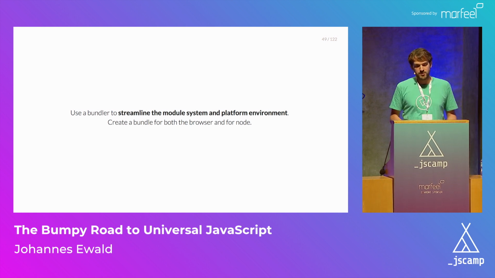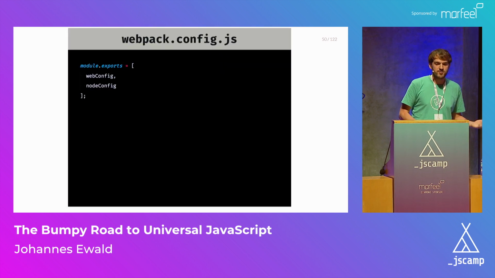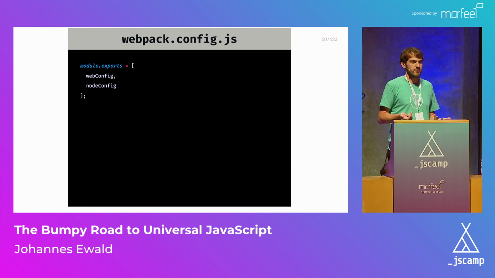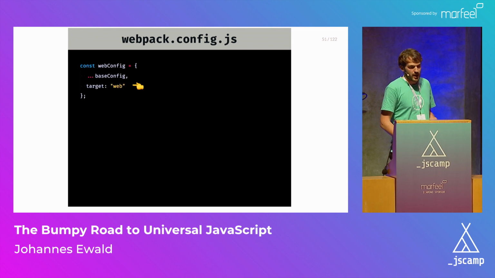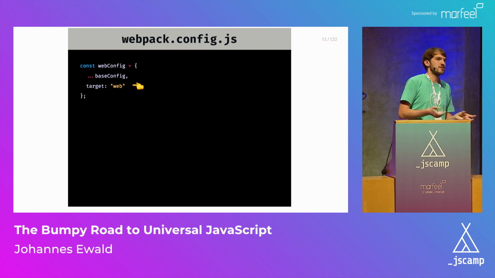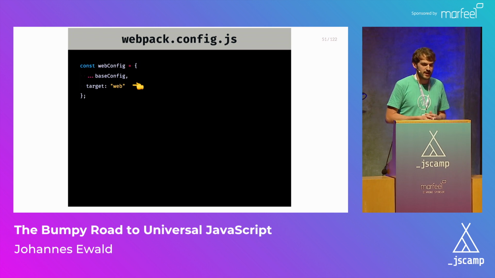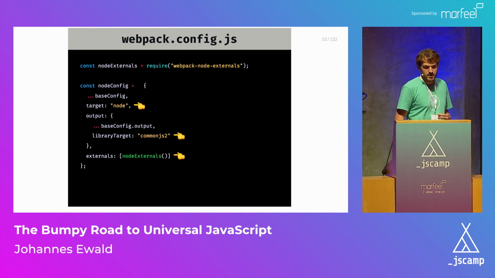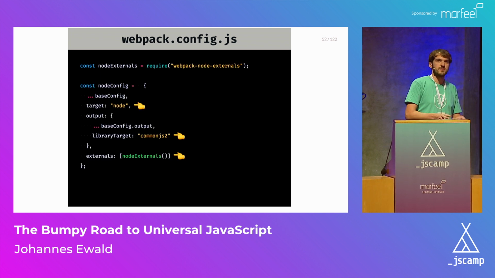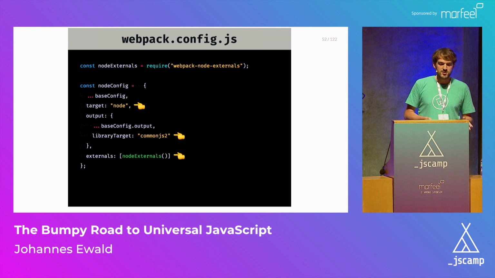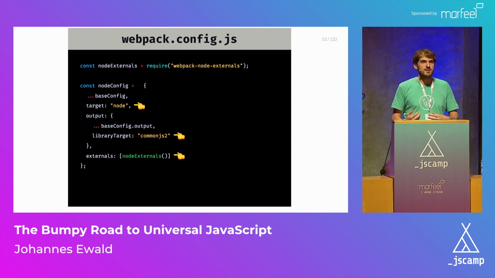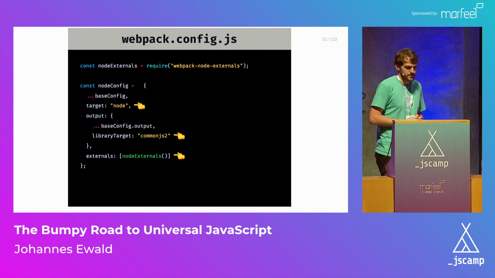And we create a bundle for both the browser and for Node. So how does it work? In our webpack config, for instance, we can export two configs in an array. And this switches webpack into the multi-compiler mode. Our web config has this target web, which is implicit anyway, but I've added it explicitly here. And the Node config has this target node. This tells webpack the output should be prepared for Node.js. And we also set the library target to commonjs2, which creates a CommonJS module that exports a specific value.